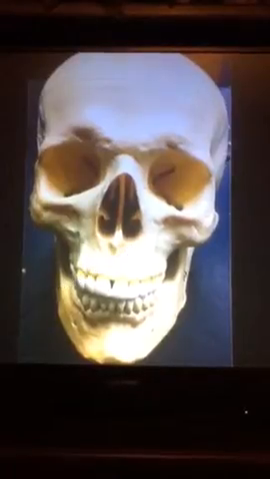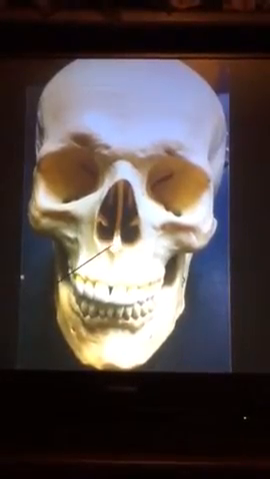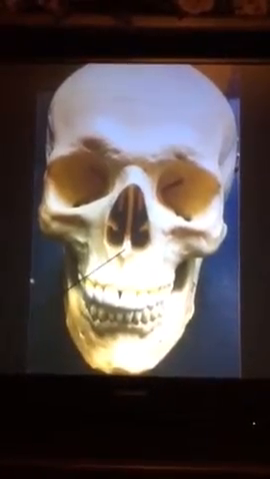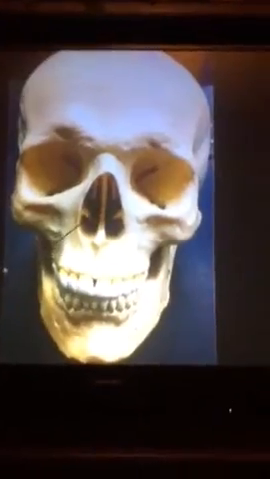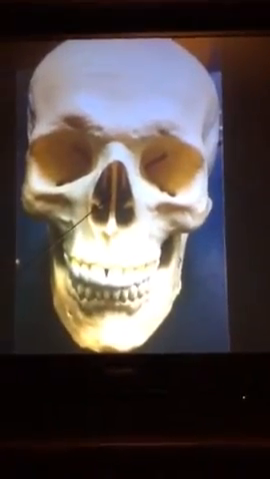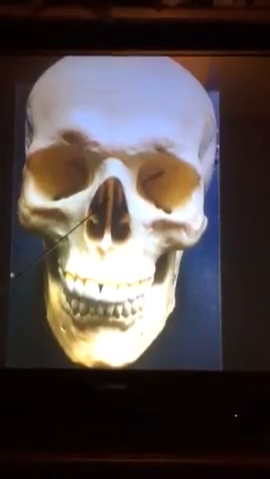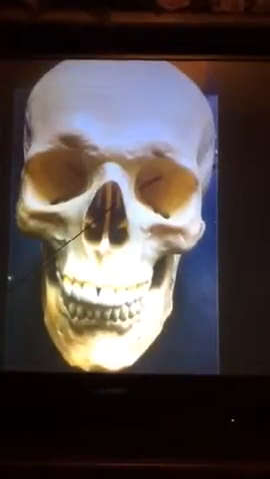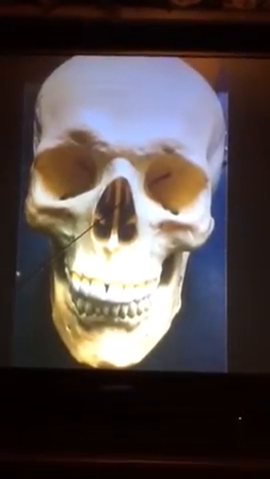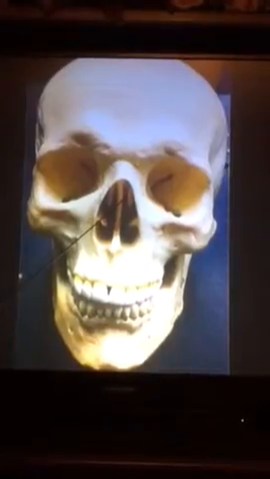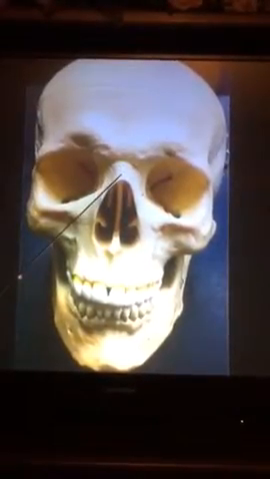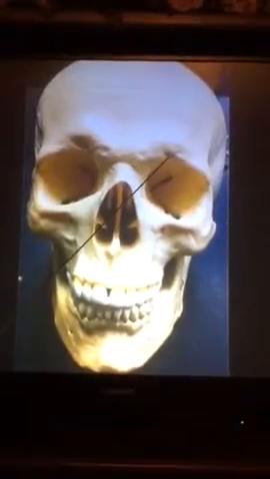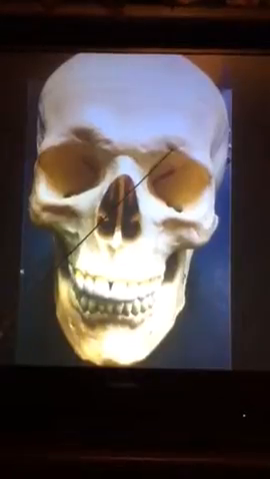Now let's take a closer look at the nose, where we will find the vomer, this area right here. Above it, we find the perpendicular plate of the ethmoid bone. These bones right here are the middle nasal concha. Nasal bone right around here. Openings above the eye are the supraorbital foramen.